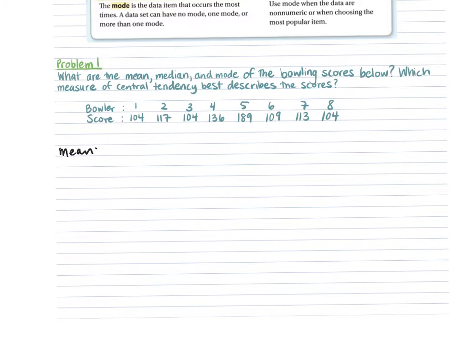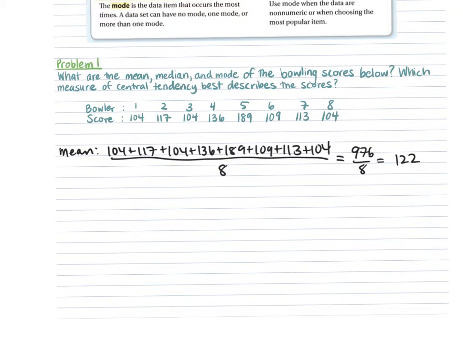We're going to add up all these scores, and I'll press pause while I do that to save you some time. Okay, so I've added these up. I took each score, added it up, and we got 976. Since there are 8 of them, we divide by 8. So the mean here is 122.